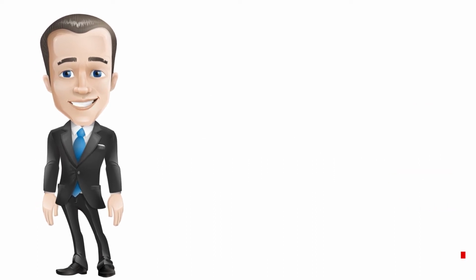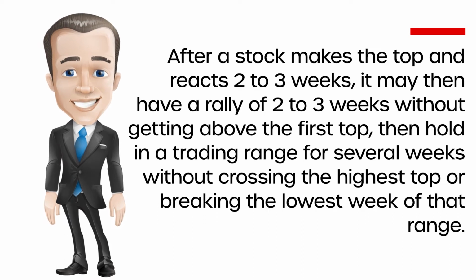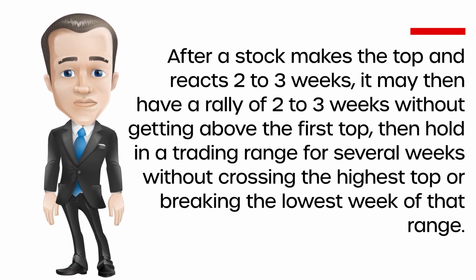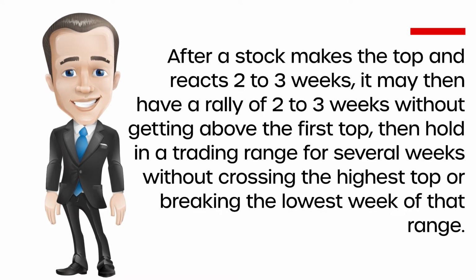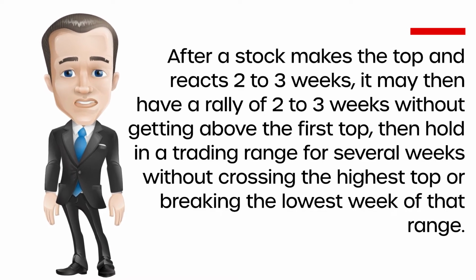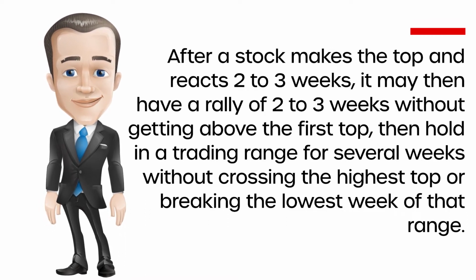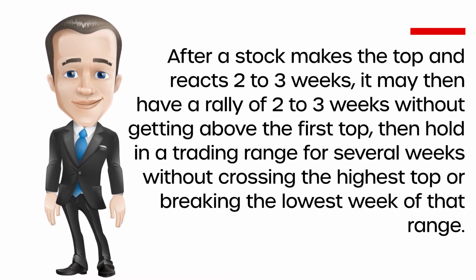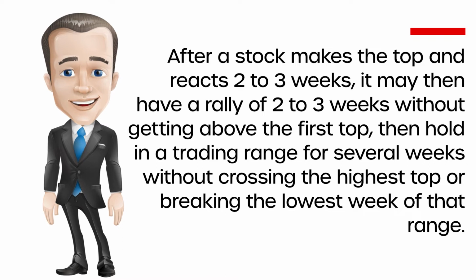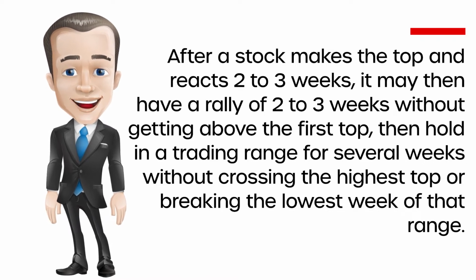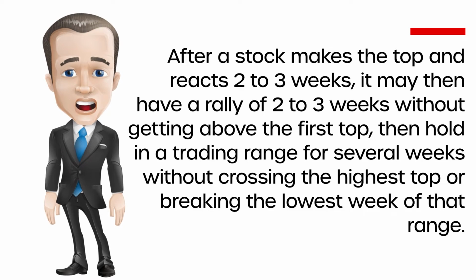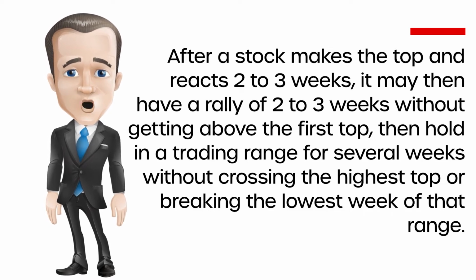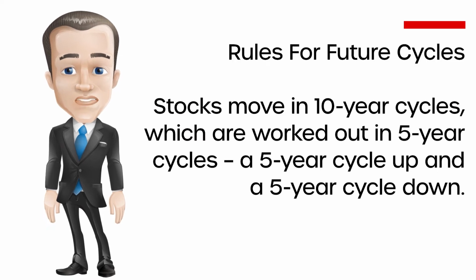After a stock makes the top and reacts 2 or 3 weeks, it may then have a rally of 2 or 3 weeks without getting above the first top, then hold in a trading range for several weeks without crossing the highest top or breaking the lowest week of the range. In most cases, with this kind you can buy near the low point or sell near the high points of the range and protect with a stop loss order 1 to 3 points away. However, a better plan would be to wait until the stock shows a definite trend before buying or selling. Then buy the stock when it crosses the highest point or sell when it breaks the lowest point of the trading range.